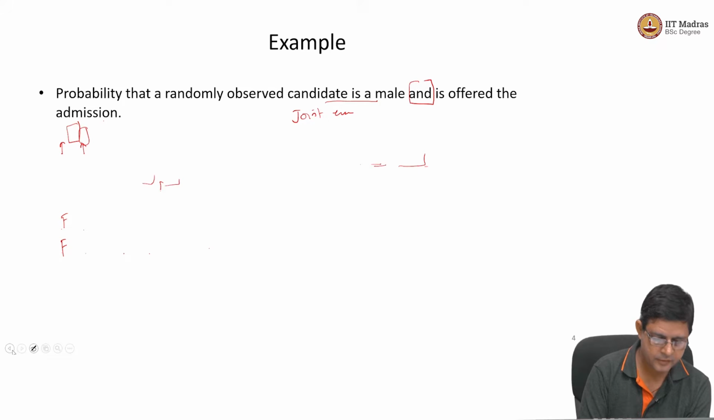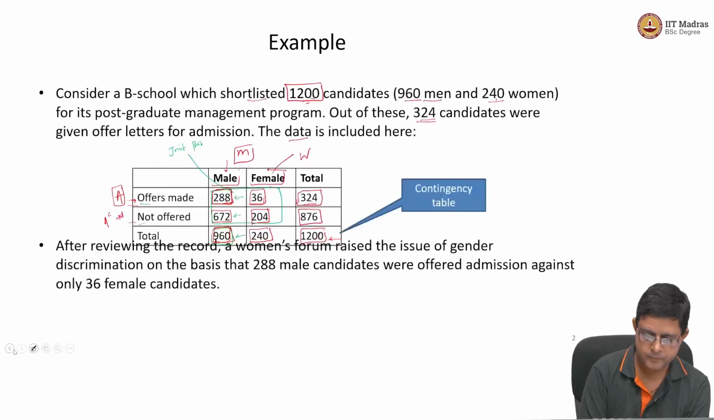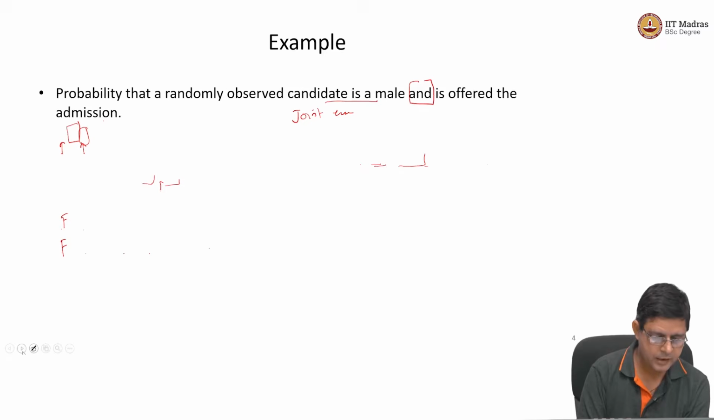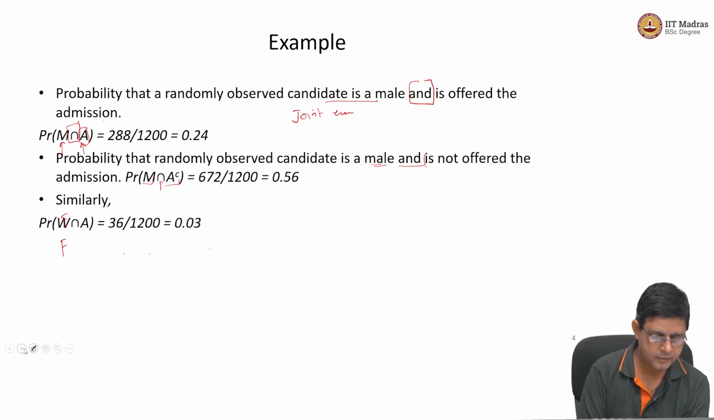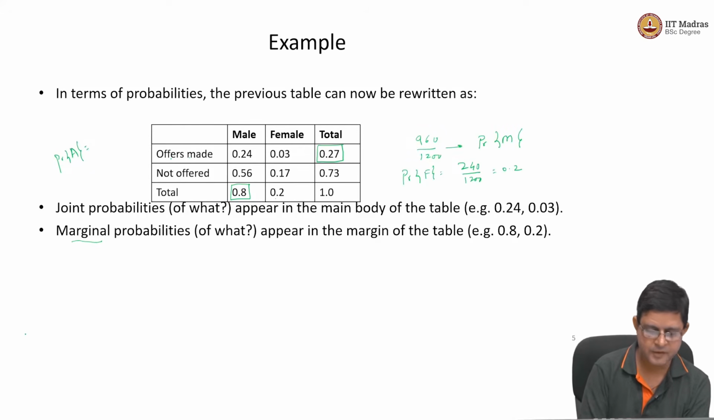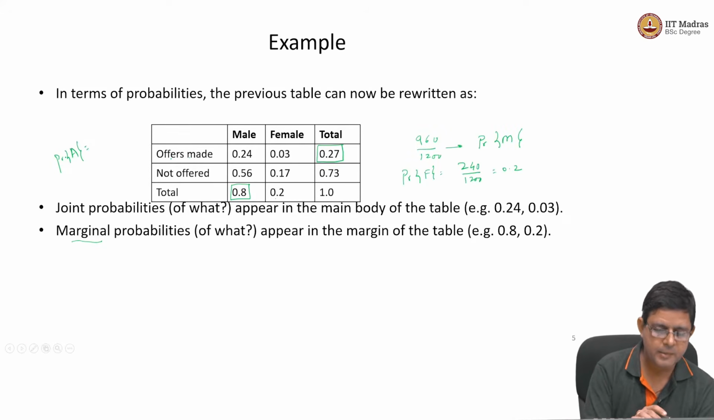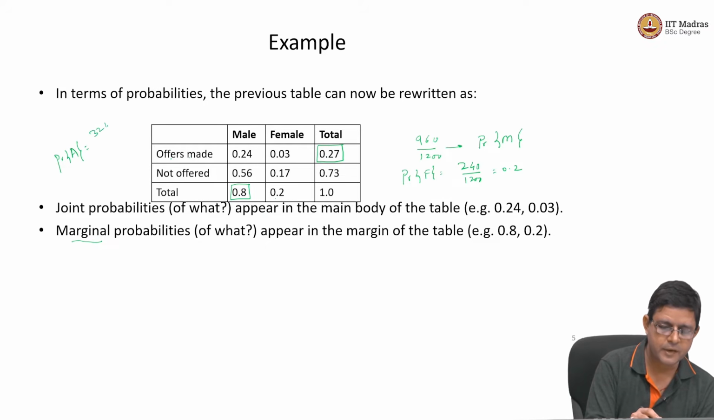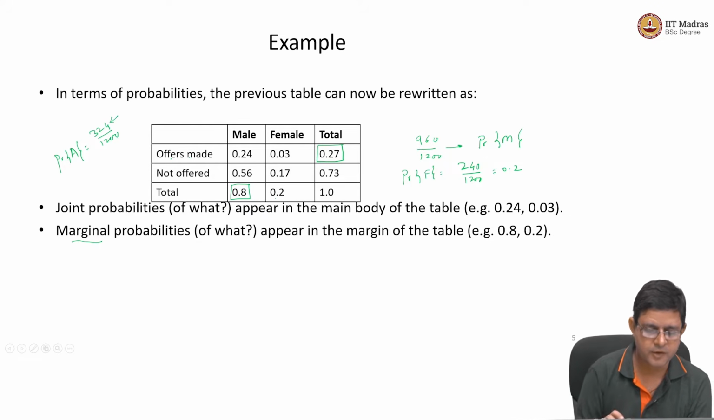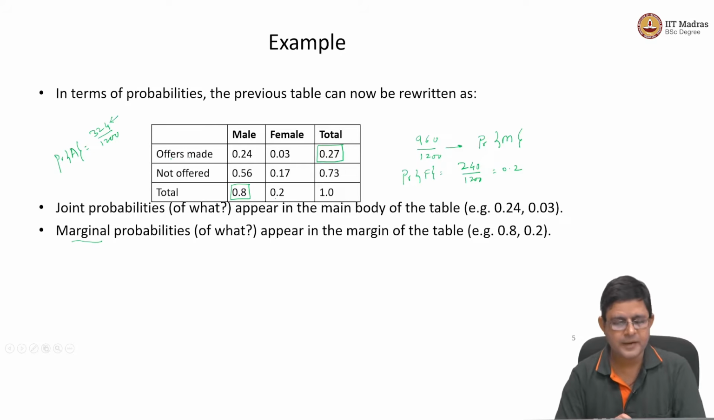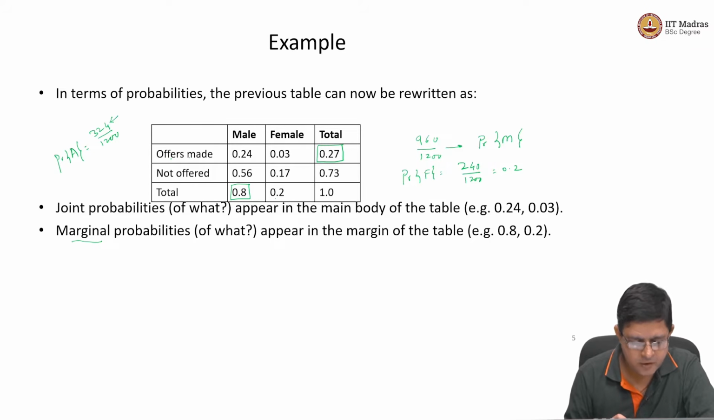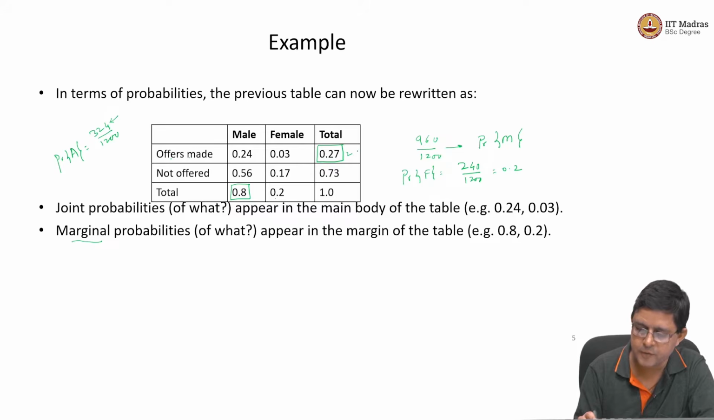Let us go back to our contingency table. 324, right. So, what is the probability that a randomly selected candidate would be offered admission? The candidate may be male or female, right now we are not interested in that. A randomly selected candidate will be offered admission with a probability 324 divided by 1200. There are 1200 people who are shortlisted, out of which 324 candidates have been offered admission. So, the probability is 0.27.